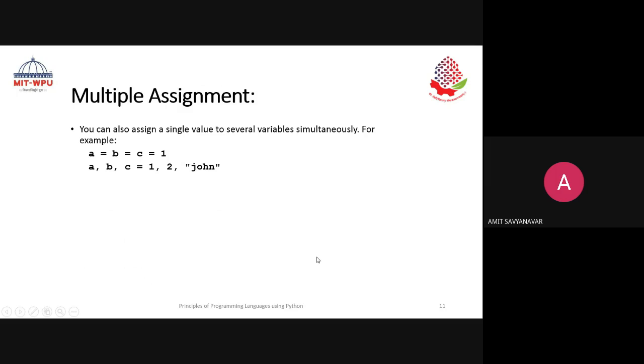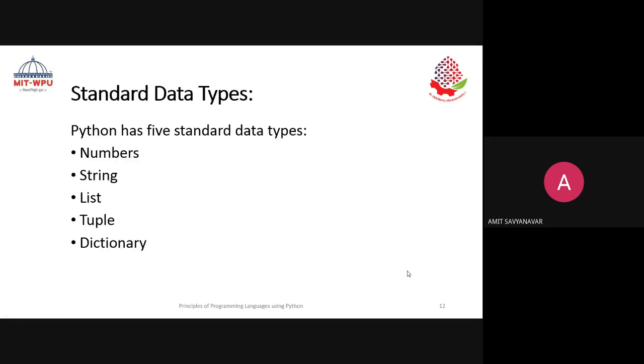Now, multiple assignment of values is also possible using statements like a equal to b equal to c equal to 1. So the value 1 is being assigned to all these variables. Not only that, different values could be assigned to the variables. Like the next statement: the variable a is assigned the value 1, b is assigned the value 2, and c is assigned the string John. So multiple assignment is possible in the case of the Python programming language.